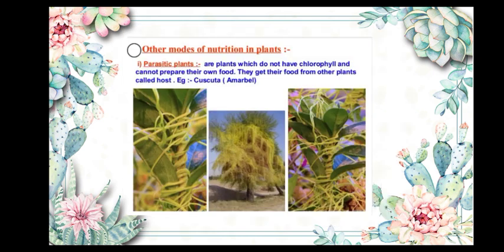Now, other modes of nutrition in plants. First, parasitic plants are plants which do not have chlorophyll and cannot prepare their own food. They get their food from other plants called hosts. Example, cuscuta. Now, what are parasitic plants? Parasitic plants depend on other plants. That plant cannot make its own food.